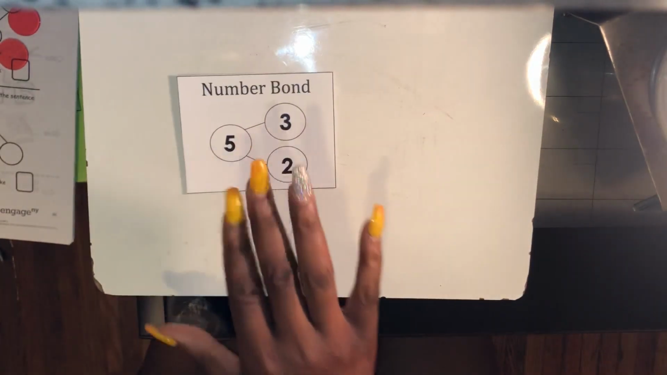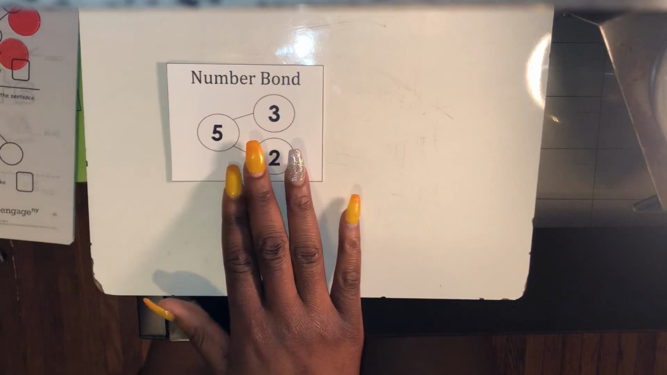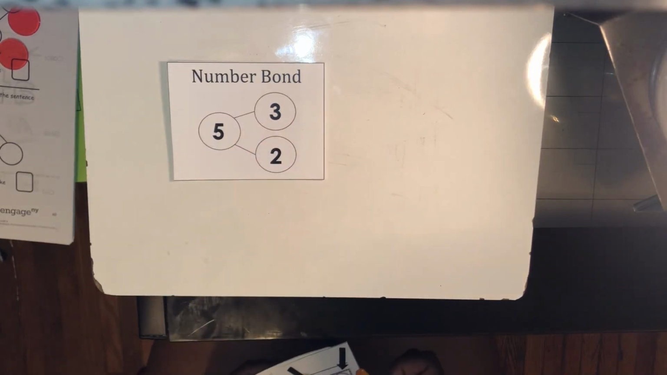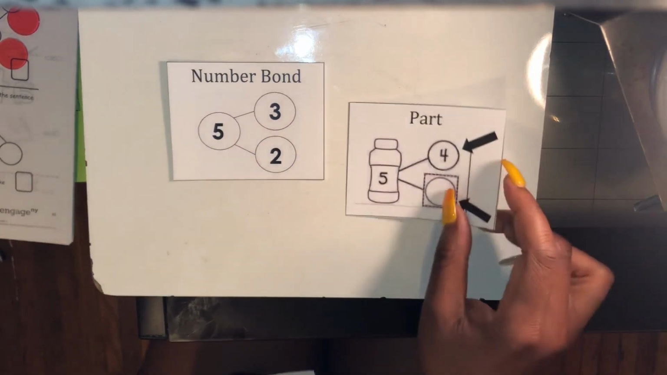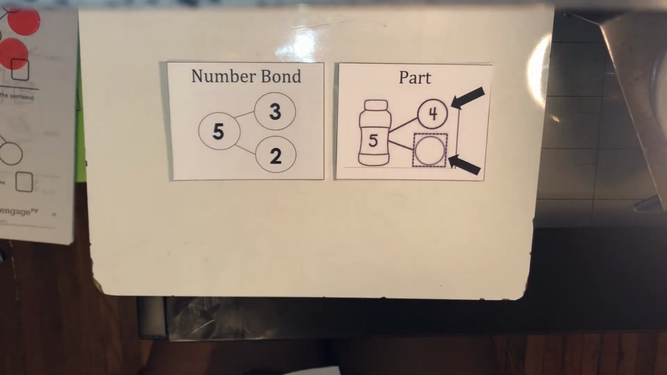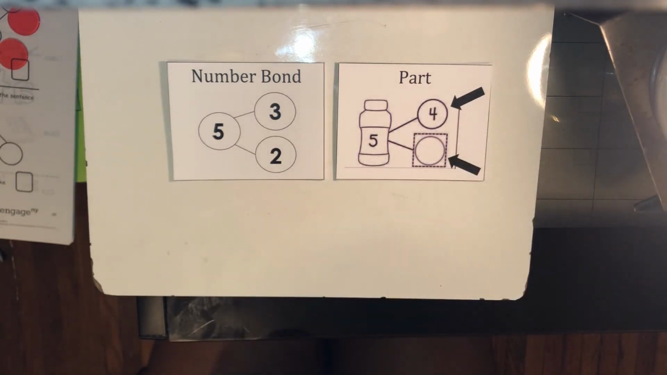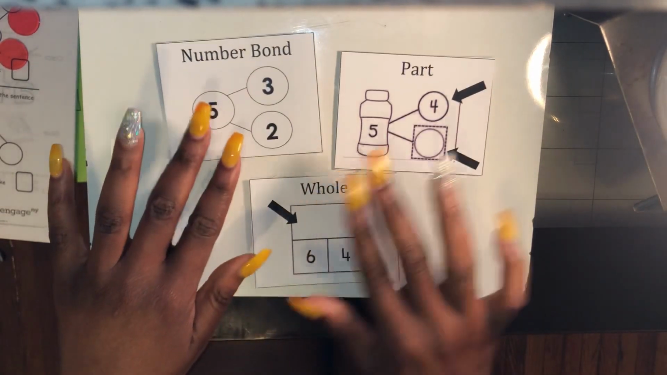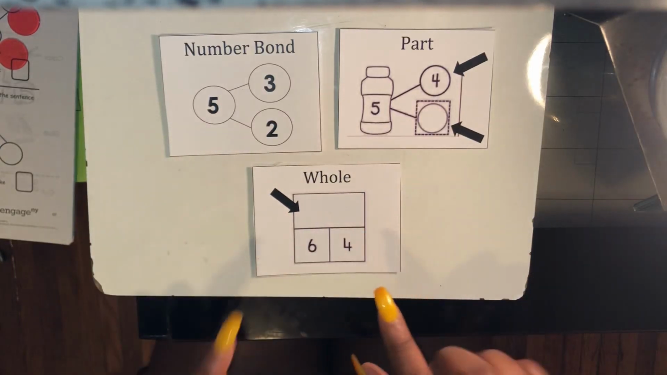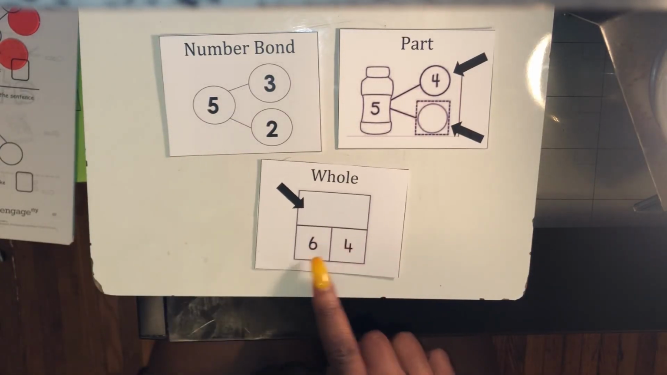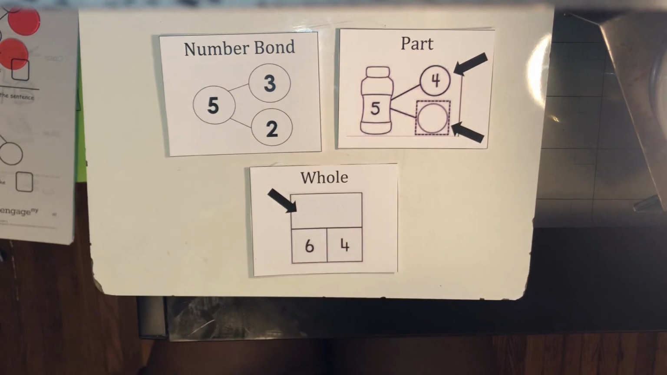All right, boys and girls, before we get started, let's go over some of our vocabulary words or academic vocabulary. That word is number bond. A number bond is a tool that we use to compose or decompose numbers. This word is part. Two parts make a whole for a number bond. The two numbers let you know what the whole is when you add them together. And the last one is whole. Whole is the two numbers combined. So these two numbers together make the whole.